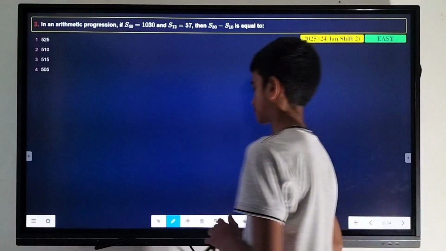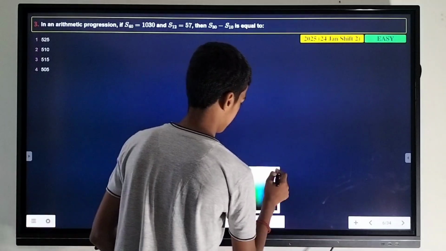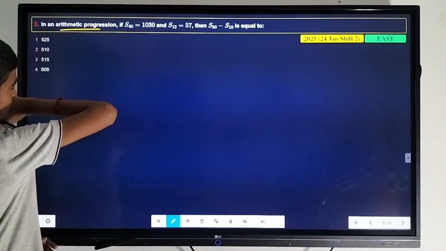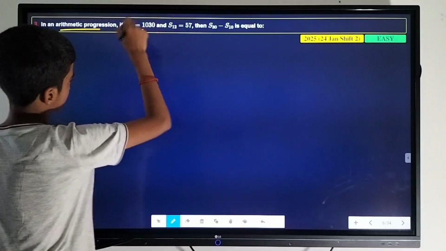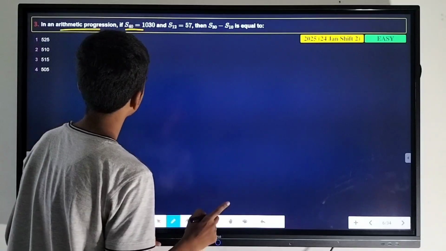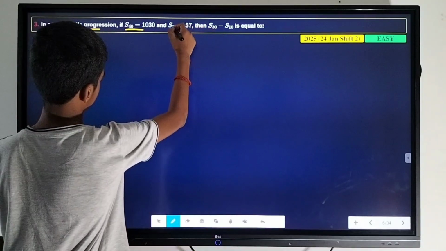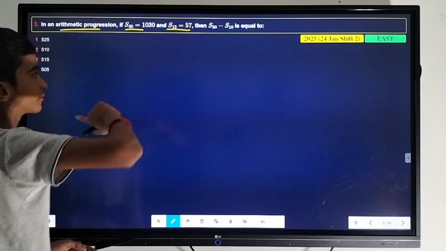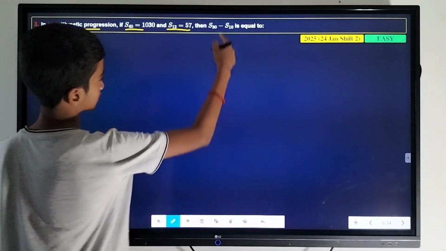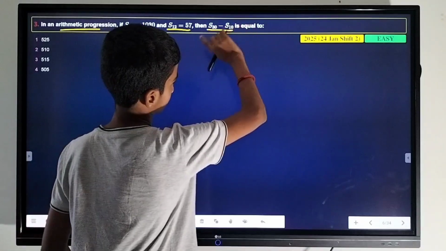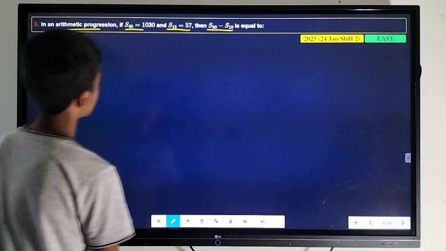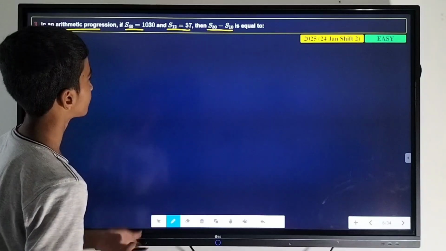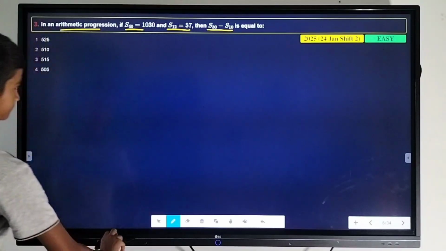Here is our next question. Now this time our question says, in an arithmetic progression, if S40 is equal to 1030 and the sum of 12 terms is 57, then we have to find the value of sum of 30 terms minus sum of 10 terms. So using these two relations we will find the value of a and the common difference.